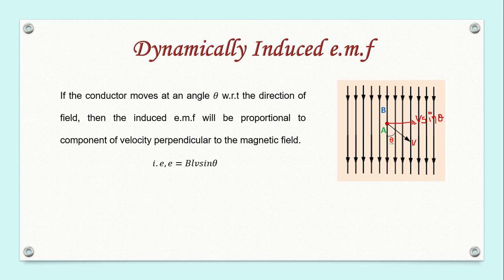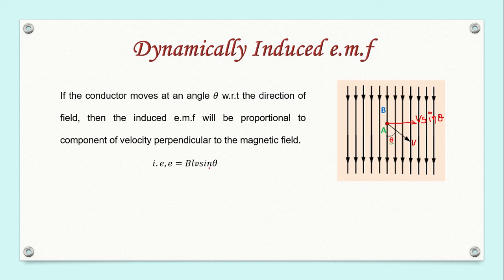Now in the second case, we have assumed that the conductor is moving in the direction perpendicular to the magnetic field. So in this case, angle theta is 90 degrees and sine 90 becomes 1. So the induced EMF is BLV. That is the value that we obtained in the previous case, which is the maximum value of induced EMF.